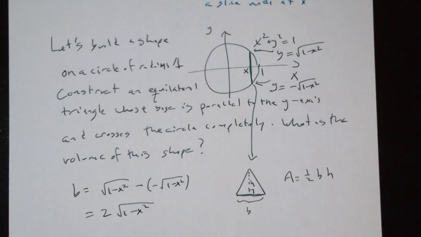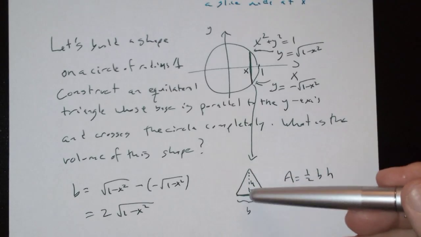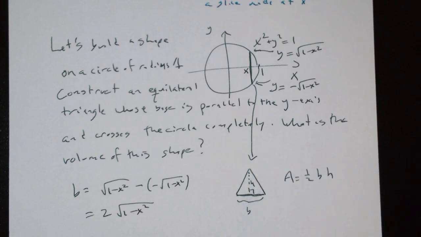So when x is fairly close to 1, that's a very small length. And when x is fairly close to 0, that's a fairly big length. Makes sense. In the middle of my circle, it's taller top to bottom than it is at the edges of my circle, going left to right. Now, height. How do I get the height?